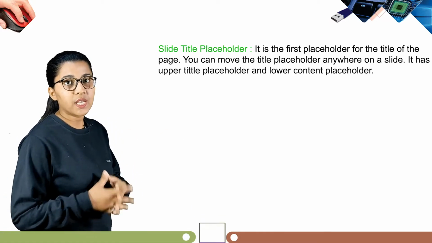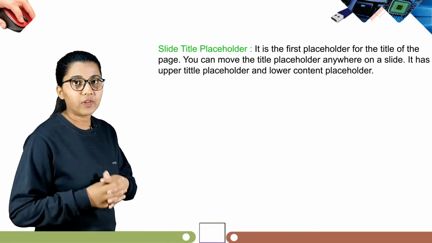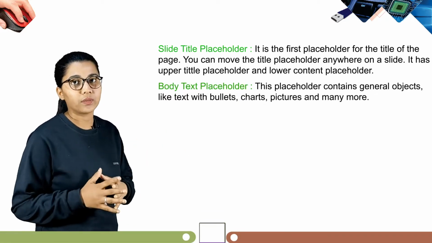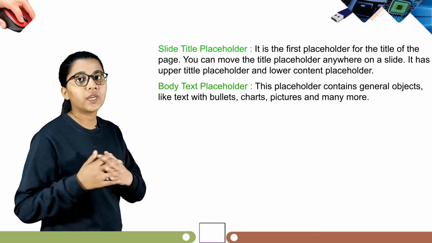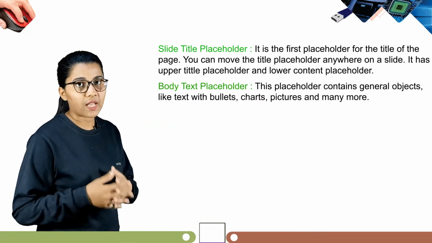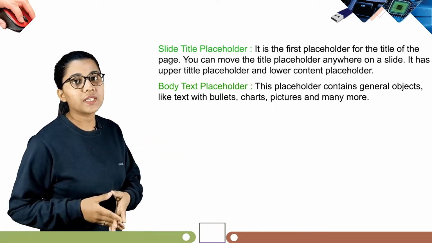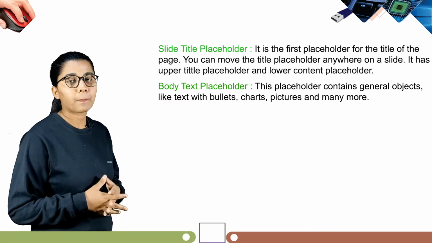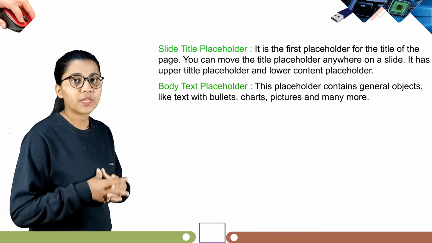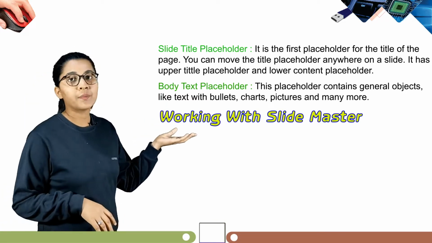So students, next placeholder is our body text placeholder. Let's learn about it in detail. This placeholder contains objects like text with bullets, charts, pictures and many more. Now students, our next topic is working with Slide Master.